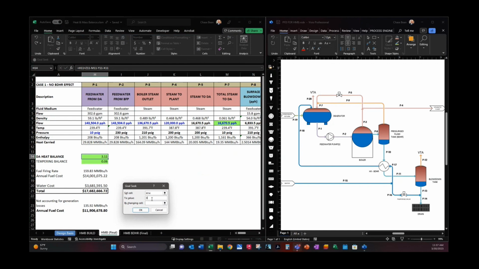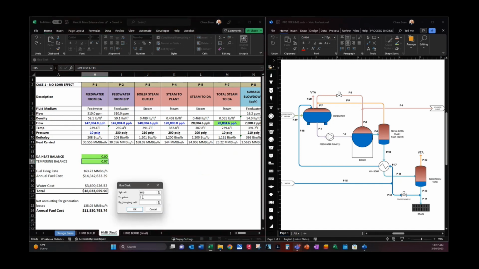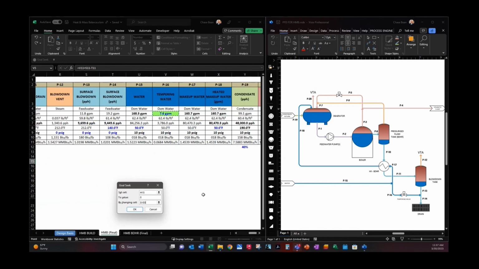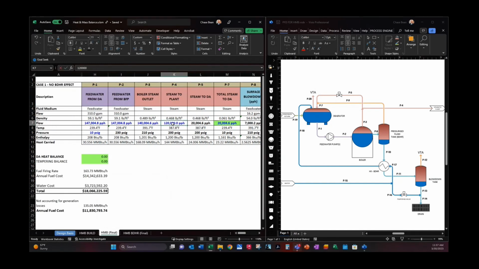So I'm going to goal seek this to 0 by changing, I highlighted this field green so you could see what the balance points are. And that changes your steam flow. Now our tempering water balance is off a little bit. So I'm going to goal seek that by changing this flow. And now everything's balanced again. Okay, so that's the idea.